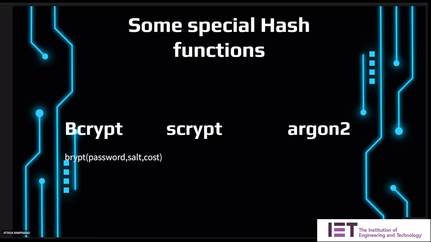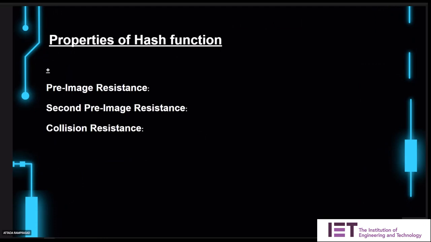Let us now look into some of the properties of hash functions. The first one is pre-image resistance. This property means that it should be computationally hard to reverse the hash function. The second one is second pre-image resistance. Given an input and its hash, it should be hard to find a different input with the same corresponding hash value. And collision resistance.